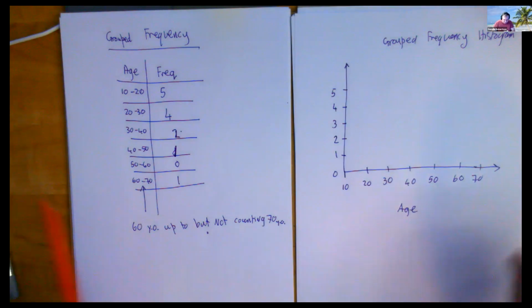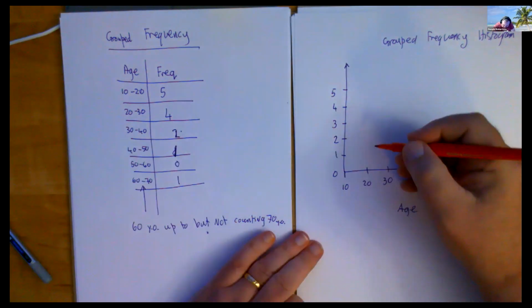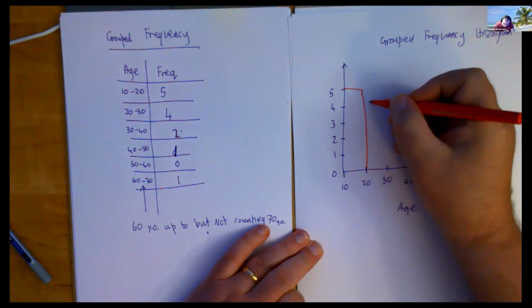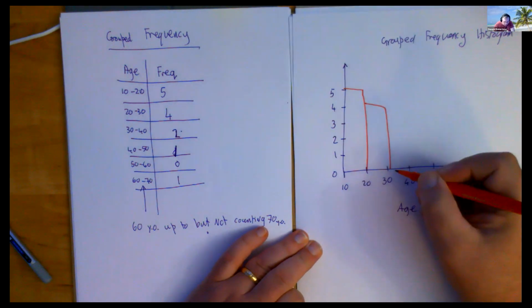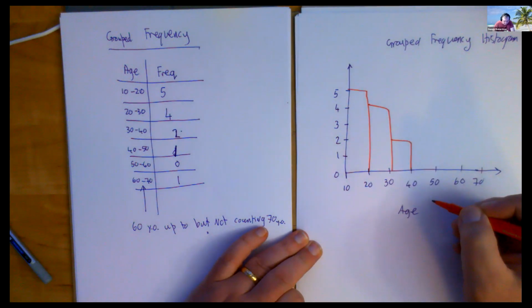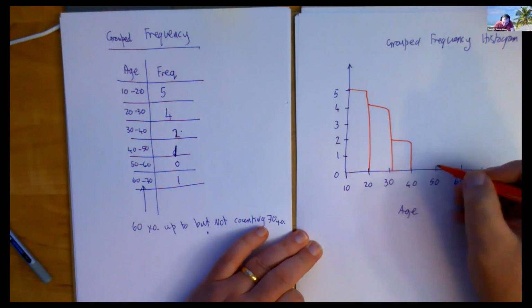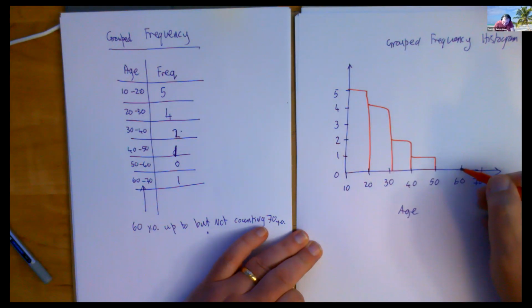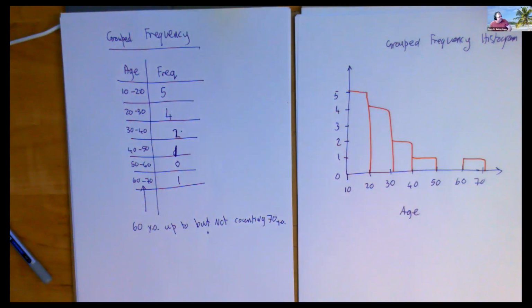Then 10 to 20 is 5. 20 to 30 is 4. 30 to 40 is 2. 40 to 50 is 1. Then there's nothing for 50 to 60. And then there's another 1. And that just happens to be the data that we have here.